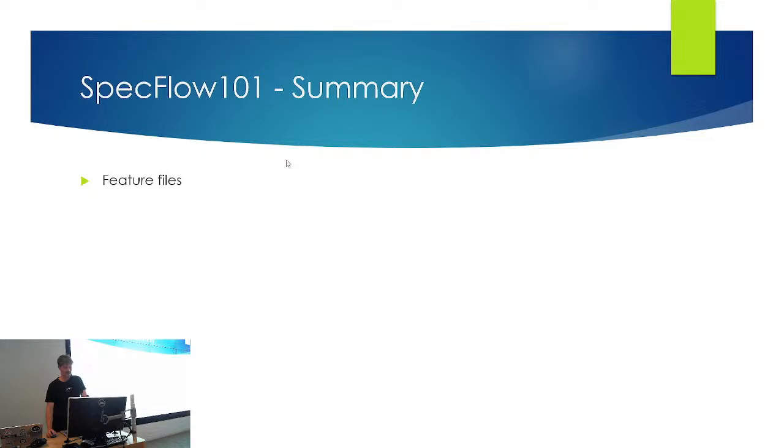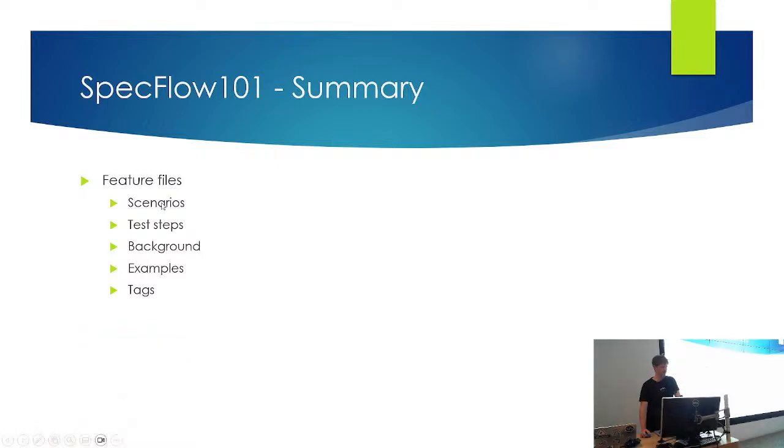Okay, so that wraps up the summary of SpecFlow. So just to summarize some of the things we talked about. We talked about the different elements of a feature file. So we talked about the scenarios and how each scenario can have one or more steps, how we've got that optional background for any common preconditions, how we can have examples where we run a test multiple times with different sets of data, and also how we can apply tags, which we can use for filtering our tests or categorizing our tests. We talked about how we bind steps.